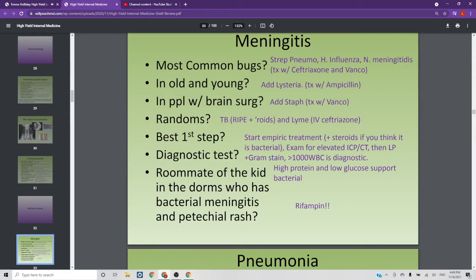So what about if you're the roommate of the kid who has Neisseria meningitis? Rifampin. Good. So random, right? Rifampin is Neisseria meningitidis prophylaxis. So you give that to close contacts of known disease.